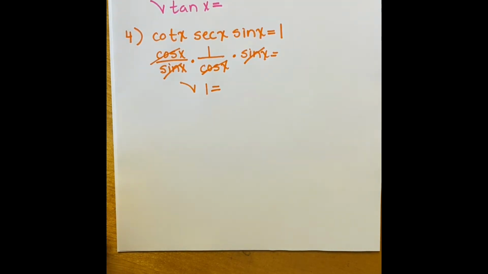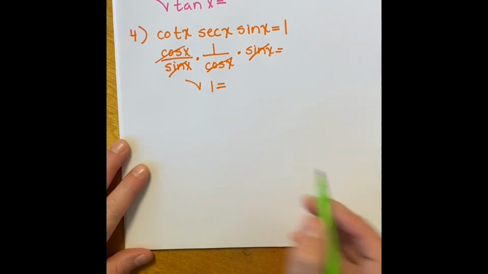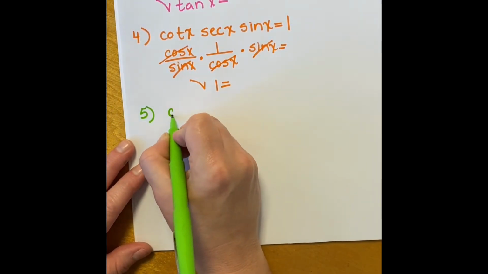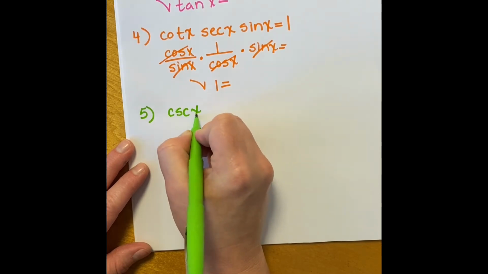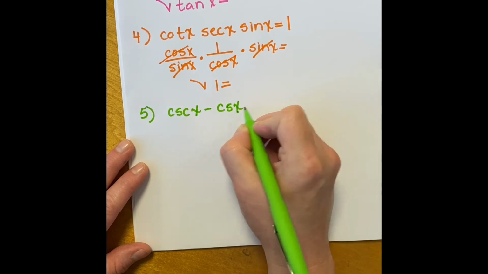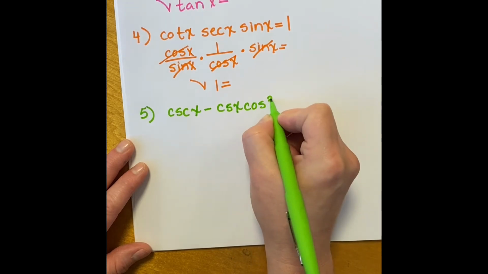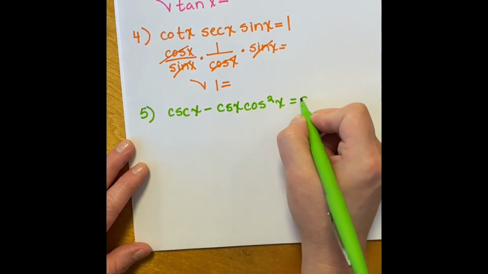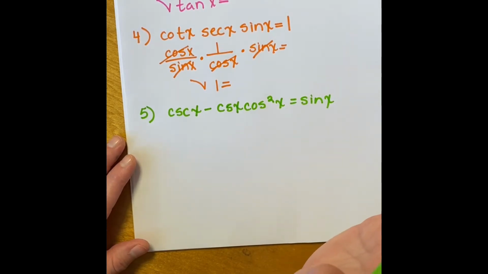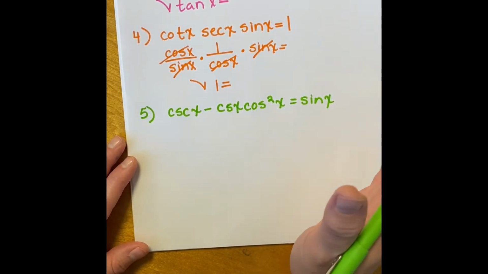I hope you notice how I've been writing every step out. Don't go skipping around. Make sure you put everything down. All right, let's try the cosecant of x minus the cosecant of x times the cosine squared of x equals the sine of x. We're getting a little spicy now. You got to think about this.